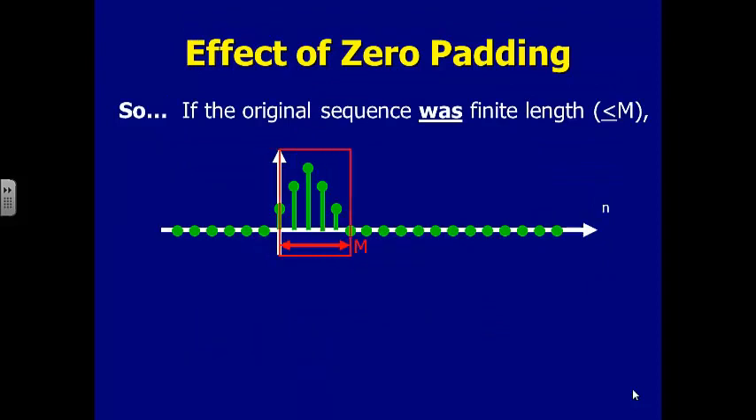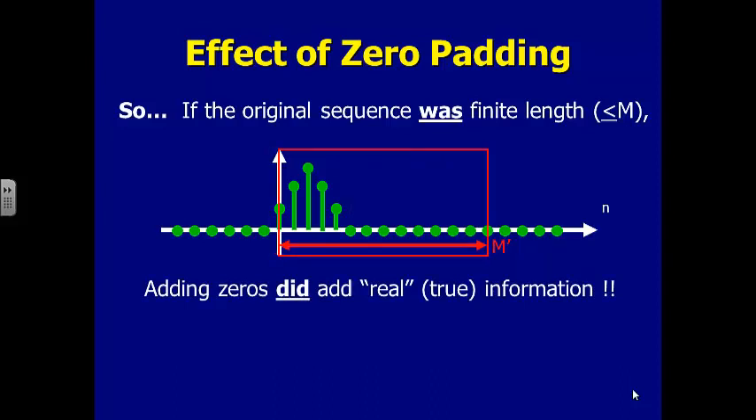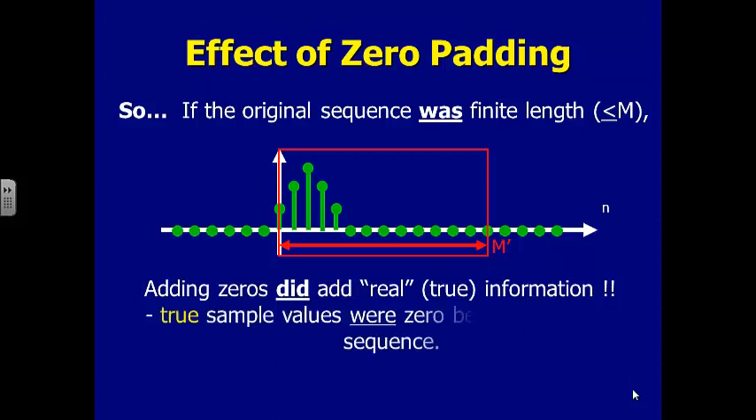So if I started off with all the non-zero samples and got the red answers, and then added a bunch of these guys, I got a better spectrum because these values are supposed to be 0. So I was actually adding information, true information, real information. So I got a better spectrum.